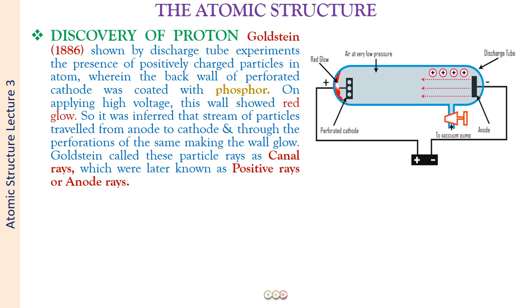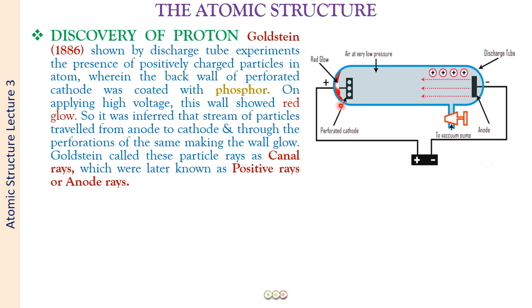So this is a diagram of the apparatus used by Goldstein. It is essentially the same cathode ray tube, but the only difference here was that he now placed a perforated cathode and a phosphor screen behind the cathode. So now what was seen was that there was a red glow seen behind the cathode also when the voltage was high and the pressure was reduced.